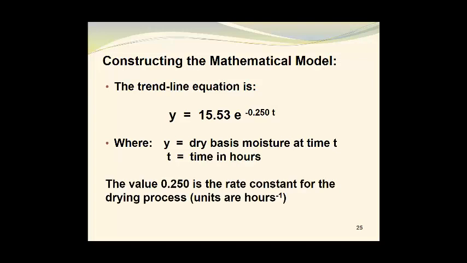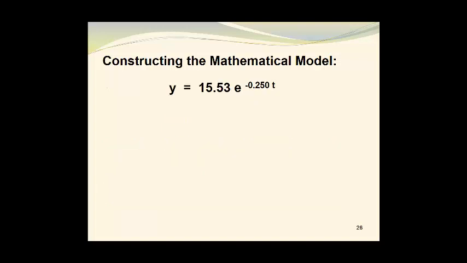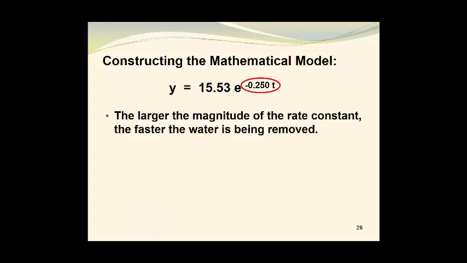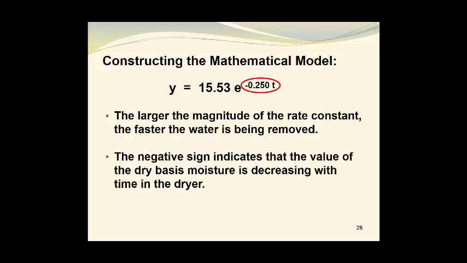The value 0.250 is the rate constant for the drying process, and its units are in reciprocal hours, or hours to the minus 1. Let's take a look at this value. The larger the magnitude of the rate constant, the faster the water is being removed. The negative sign indicates the value of the dry basis moisture is decreasing with time in the dryer, which makes total sense since in the dryer we are removing water, so we expect to have a decrease in the dry basis moisture over time.